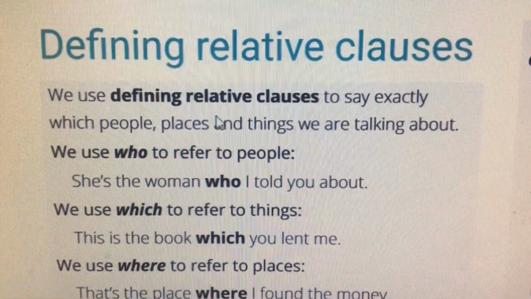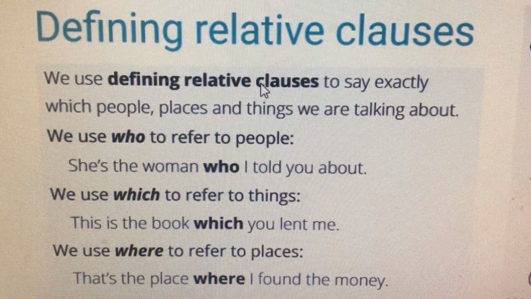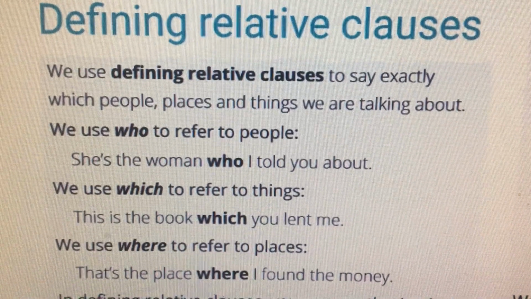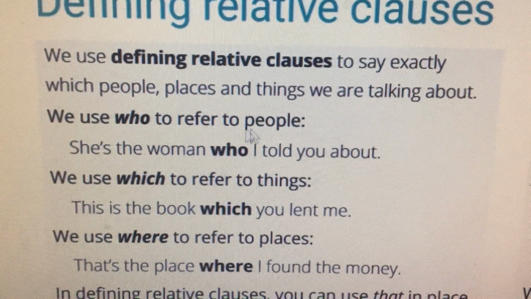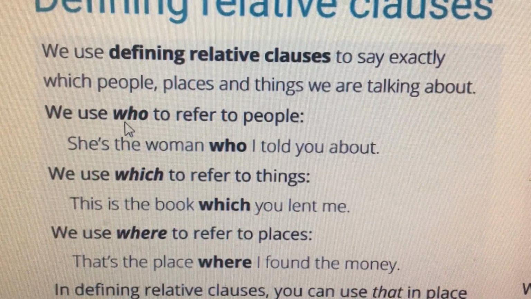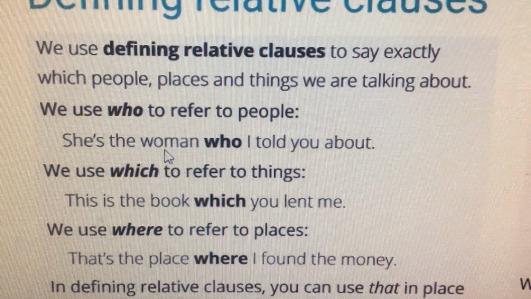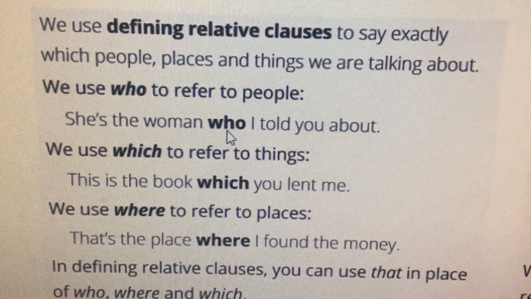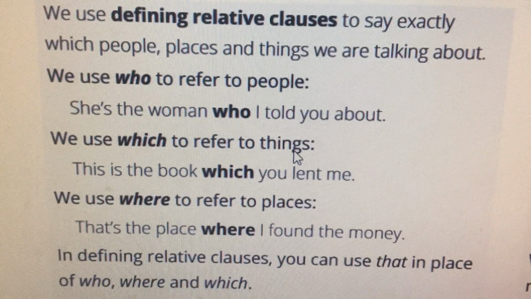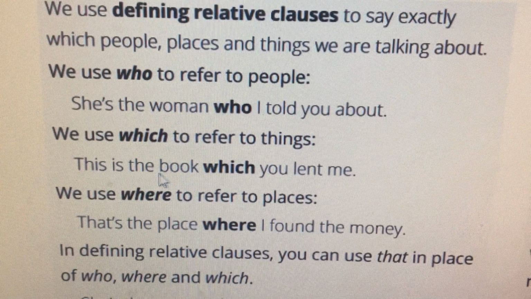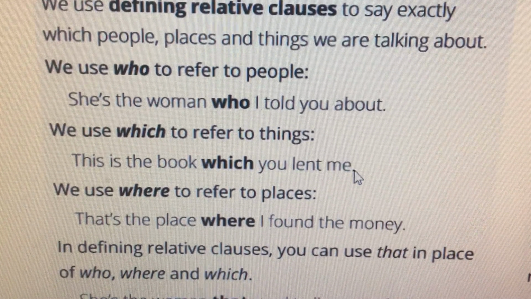We use defining relative clauses to say exactly which people, places, and things we are talking about. We use who to refer to people. Who is only people. So she's the woman. A woman is a person, so we use who. We use which to refer to things. A book is a thing. This is the book which you lent me.